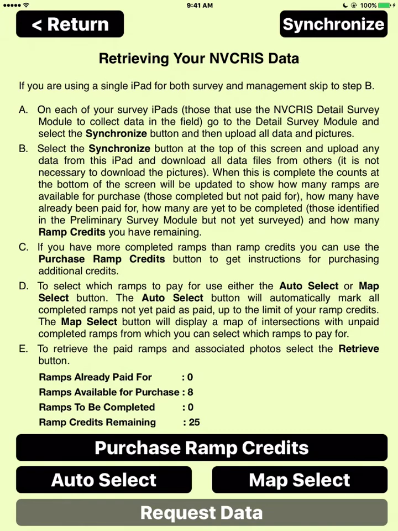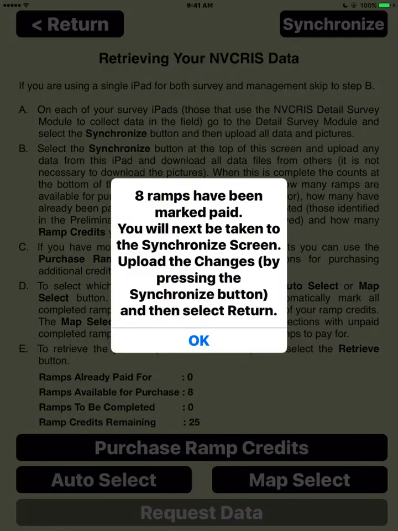To do that, tap on Auto Select. As you can see, I'm going to get the data for these 8 ramps, and that will come out of the 25 credits I originally had in the test drive.